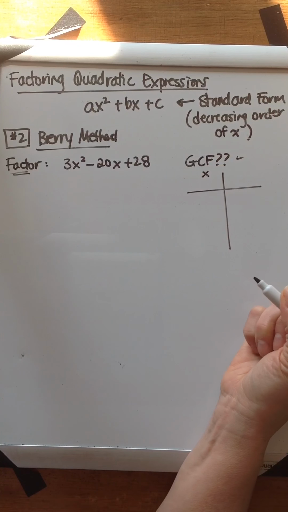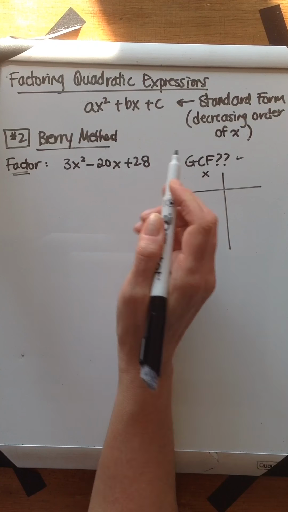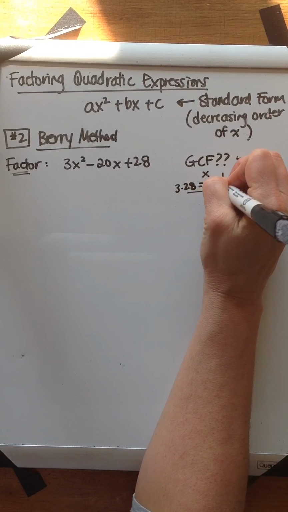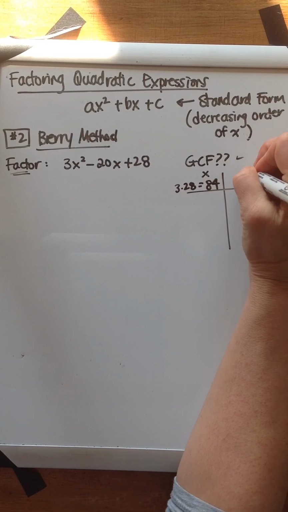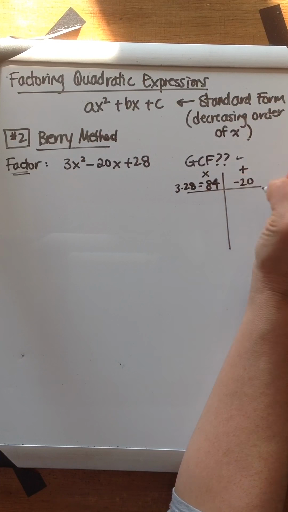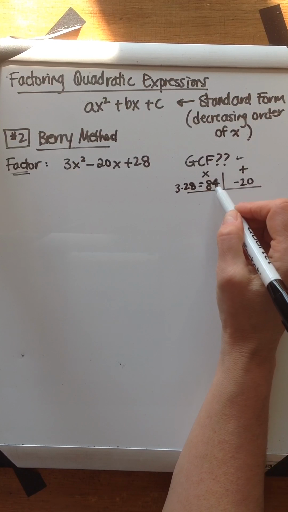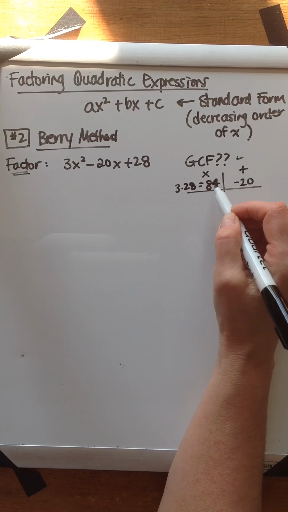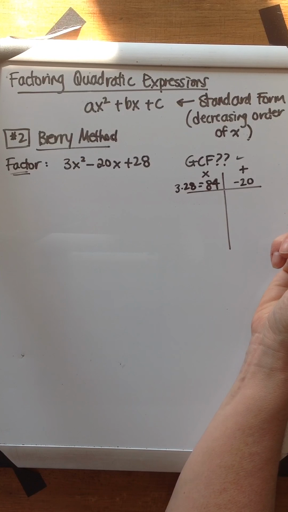So we need 2 numbers that multiply to give A times C, or 3 times 28, which comes out to 84. And those same 2 numbers need to add to give a sum of negative 20. So since they multiply to give a positive value, but they add to give a negative value, we know that they both have to be negative.